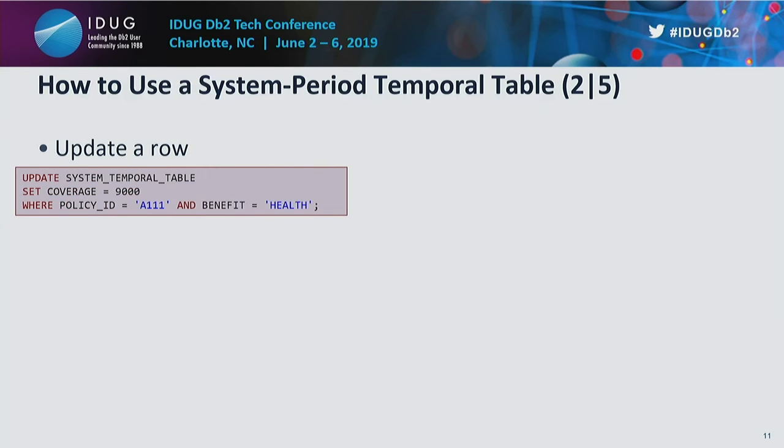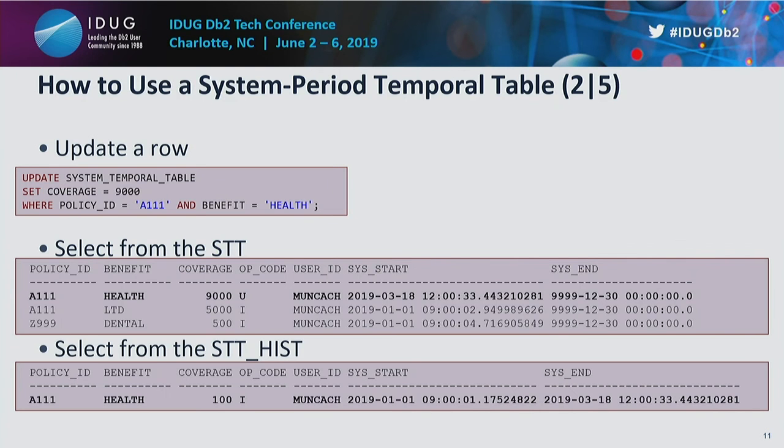Next, I'm going to update a row. I want to change my coverage for my health benefit to be $9,000 for this policy. So I issue that update. And if you notice here, where we have the A111 for health, the coverage is now $9,000. The opcode is a U, so that indicates that it's been updated, and also by whom. And our sysstart is now March 18th at noon, which is when it happened. Again, the sysend hasn't changed because this row is still my valid row. From that change period to the end of time, this row is valid until I delete the row.